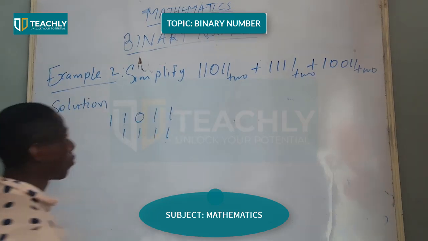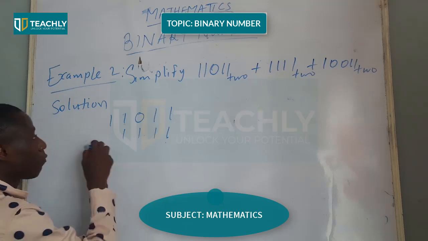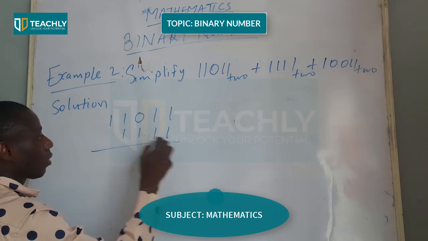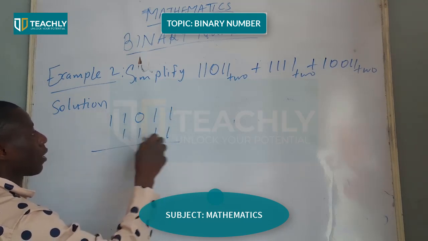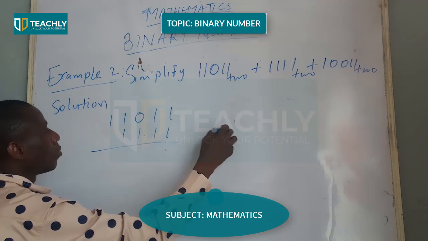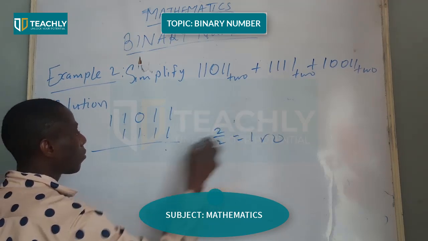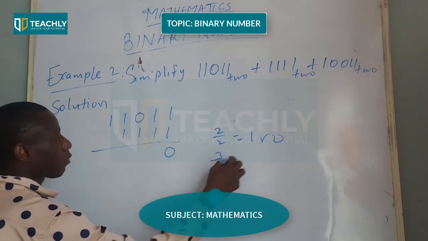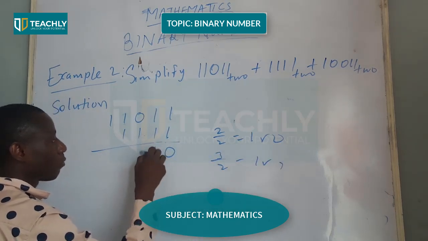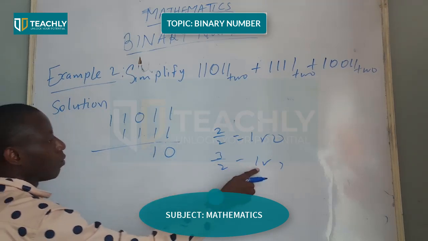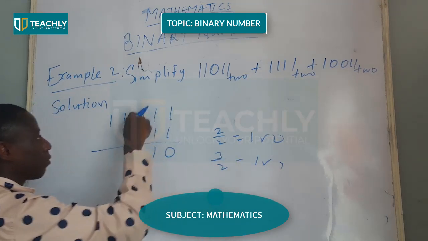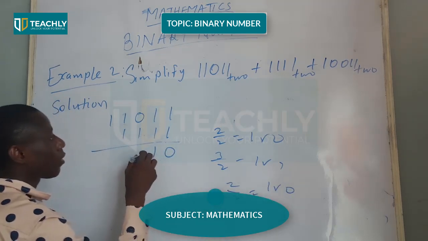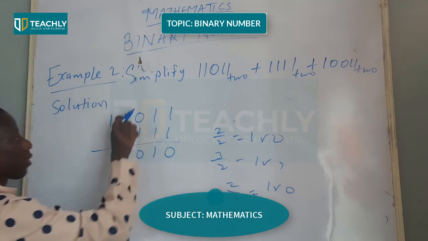Here, the first one we have, let's first add the first two before we now add it to the third one. 1 plus 1 we have 2 divided by 2, that is 1 remainder 0. You write remainder 0, bring 1 here, 3 divided by 2, 1 remainder 1. So we have 1 remainder 1, you write 1, then carry the 1 here, give us 2 again. 2 divided by 2, 1 remainder 0. So you have remainder 0. You carry this one here, give us 3.